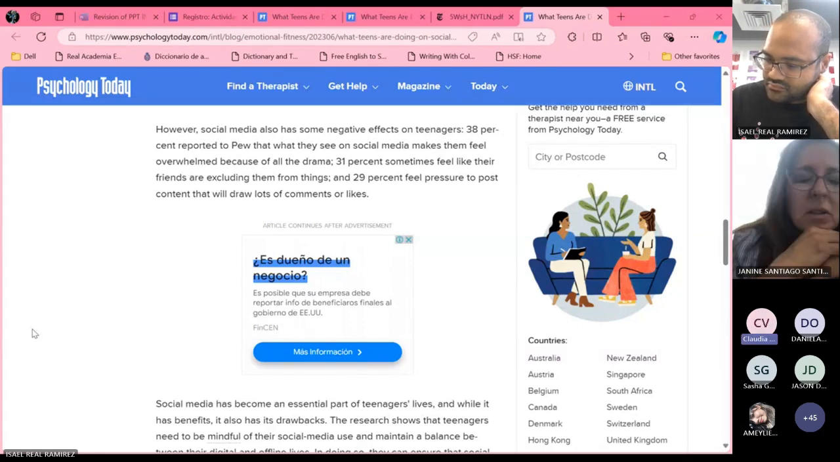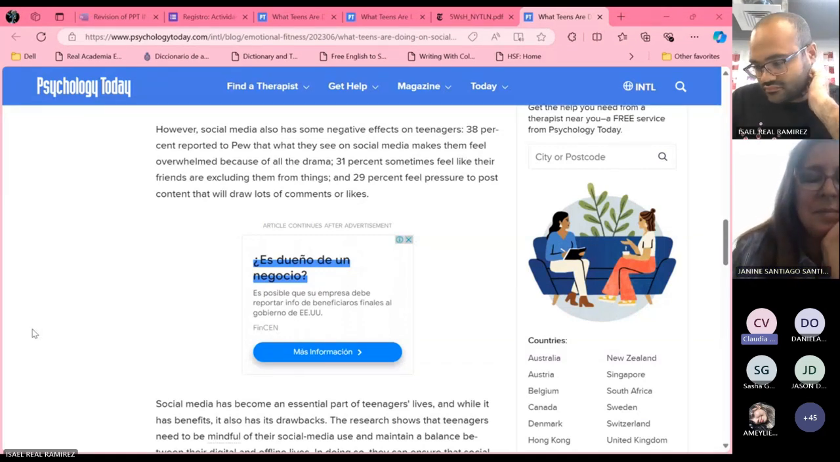However, social media also has some negative effects on teenagers. 38% reported to Pew that what they see on social media makes them feel overwhelmed because of all the drama. 31% sometimes feel like their friends are excluding them from things. And 29% feel pressure to post content that will draw lots of comments or likes. Important. Yes, this is important information.